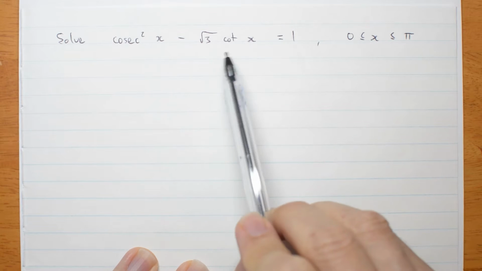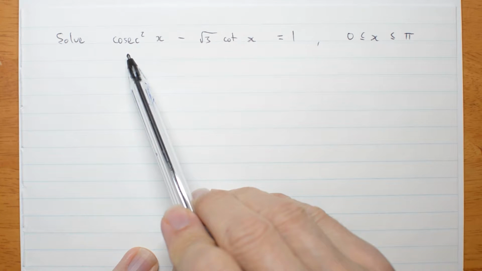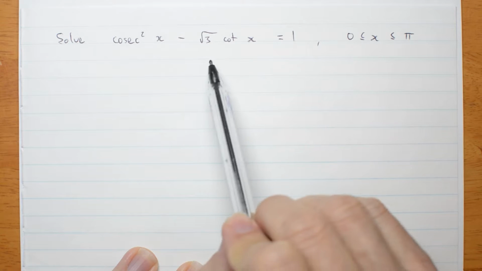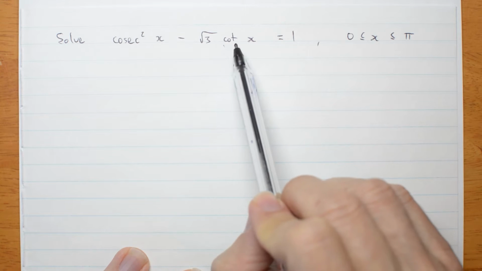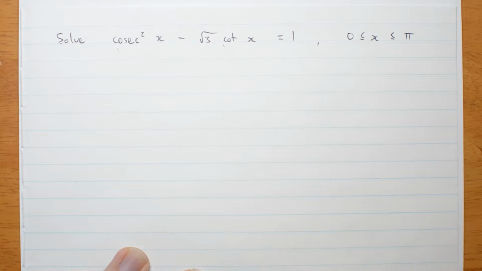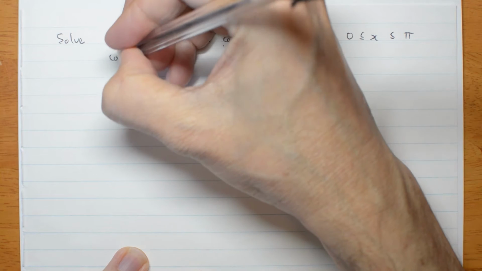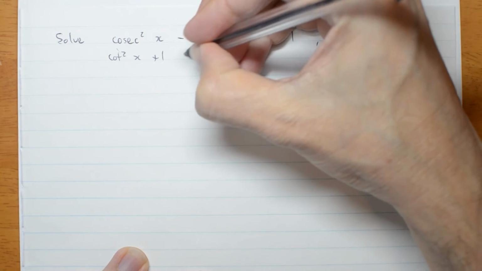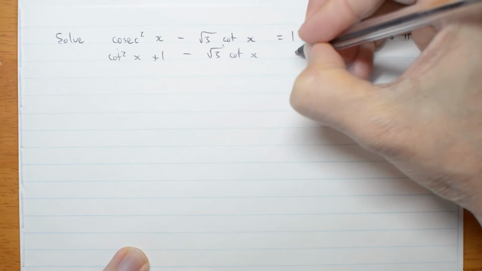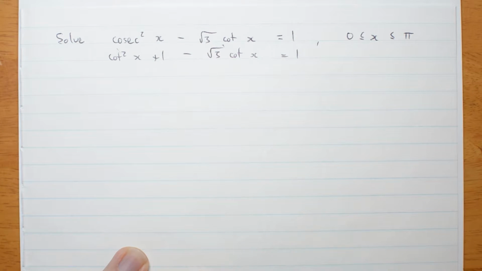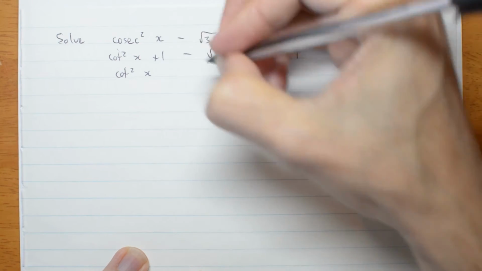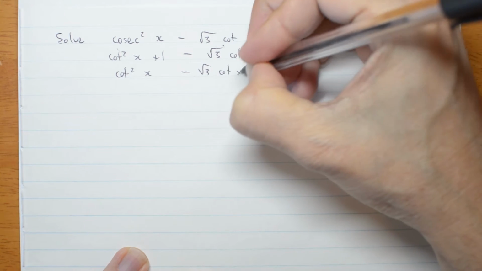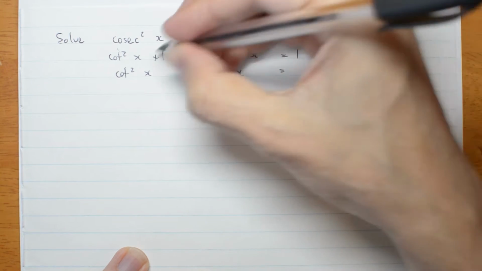Well, I need a relationship between cot and cosec. That is, cot squared plus 1 equals cosec squared. Given I only have cot, not cot squared, I'm going to replace cosec squared. So cosec squared is cot squared plus 1. So that's cot squared x plus 1 minus root 3 cot x equals 1. This is a quadratic, but it's a simple one. Cot squared x minus root 3 cot x equals 1 take 1, 0.